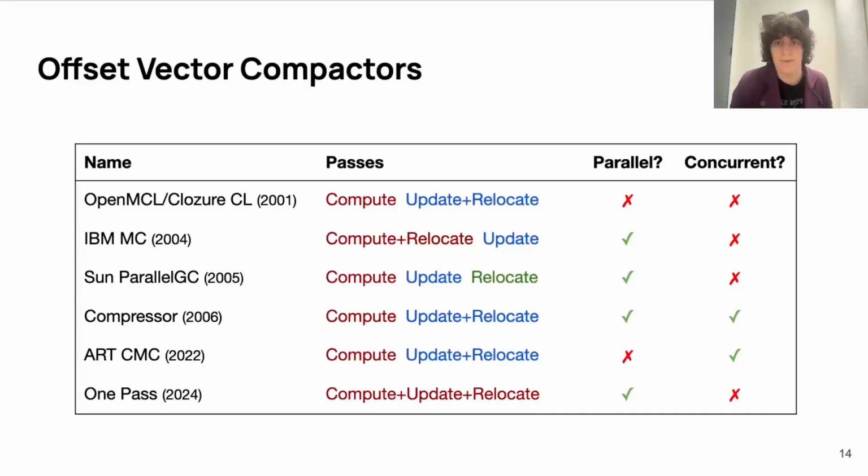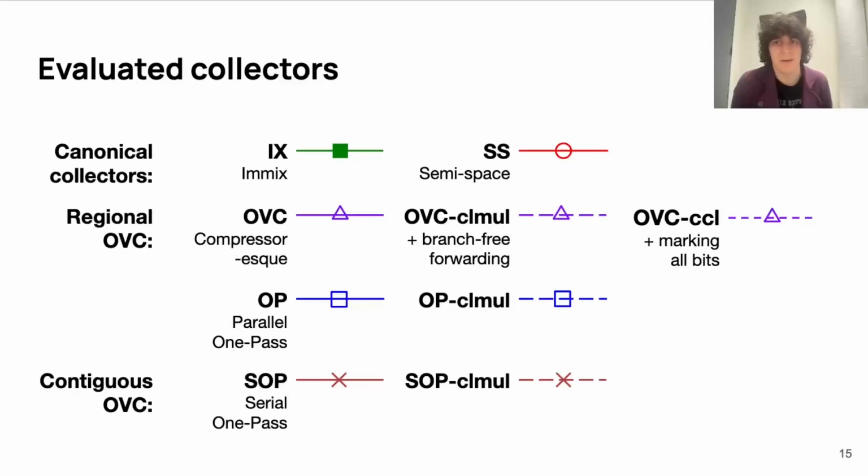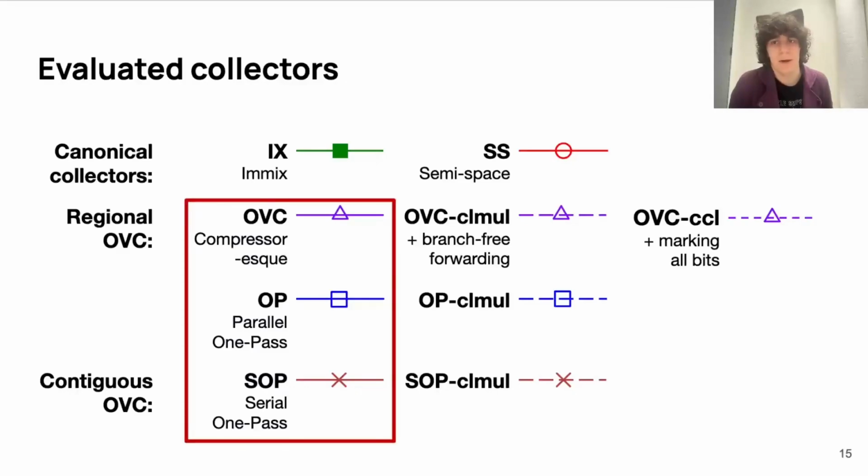The one-pass paper also suggests that you could use the mechanism with a one-pass compactor for parallel collection. But many collectors don't use that mechanism while still performing offset vector compaction. Some of the collectors fuse and also rearrange the compaction passes, further showing the breadth of the design space for offset vector compaction. We implemented various offset vector compactors in the Memory Management Toolkit, including both the serial and parallel variants of the one-pass compactor.